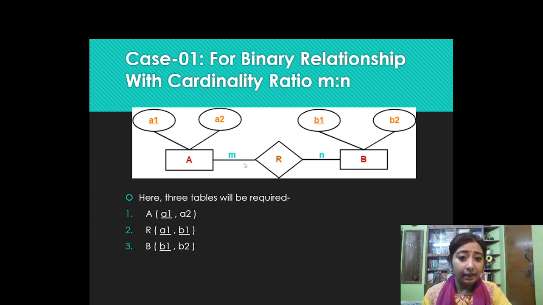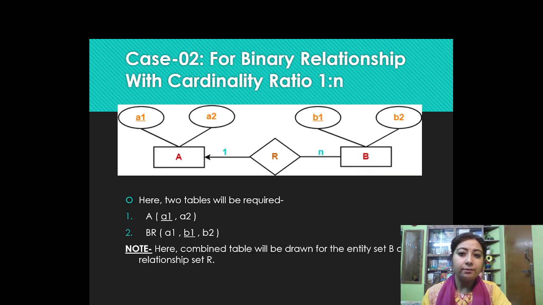And in case of m is to n relationship, R will also become a table which has the primary keys of A and B, that is A1 and B1, and together they will make the composite key, which is another form of primary key, or we can call it an extended primary key, where the combination of the values of A1 and B1 will make the primary key, known as composite key. This is the m is to n cardinality ratio, which is case number 1.